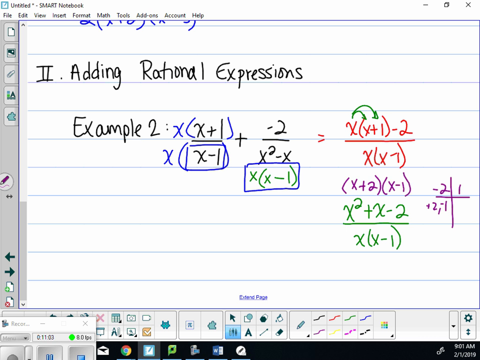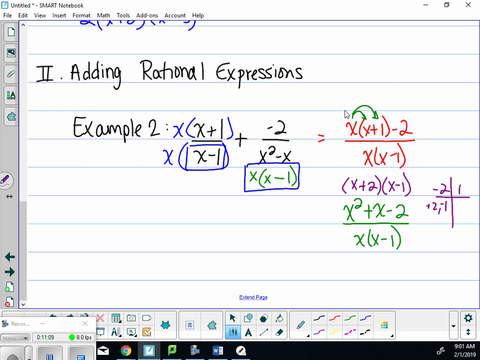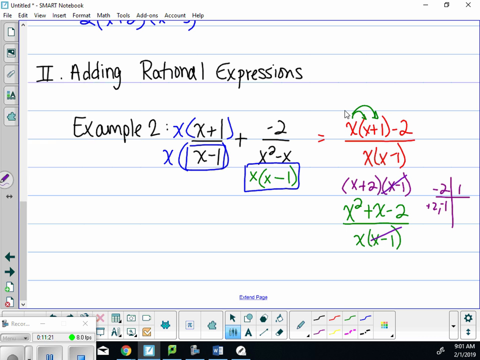And what happens? The x minus 1s cancel. So we are left with x plus 2 over x. And based on our denominator, we had an x, so x can't equal 0, and we had an x minus 1, so x can't equal 1.